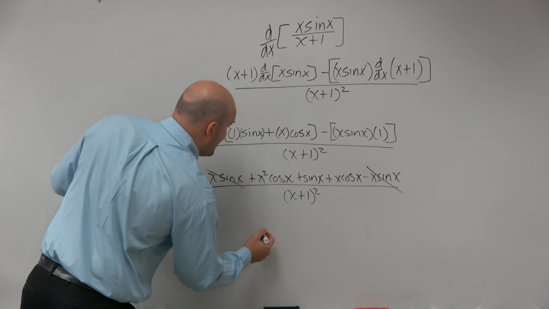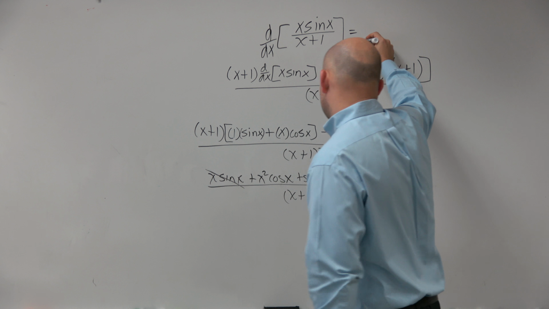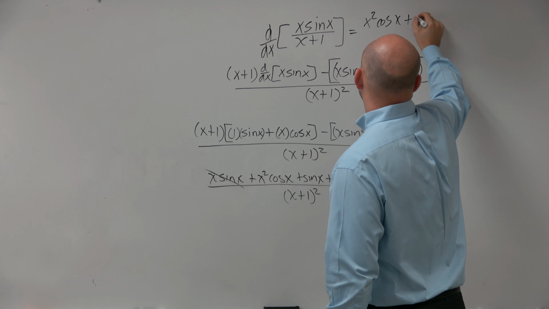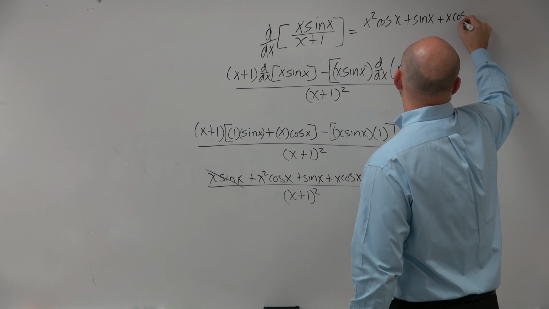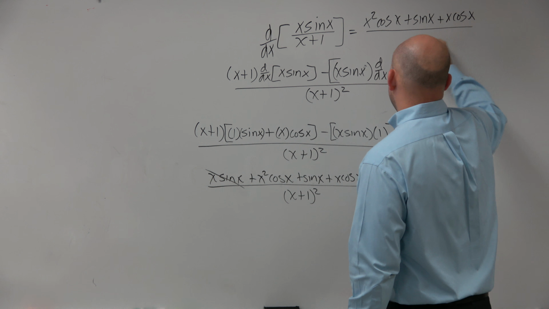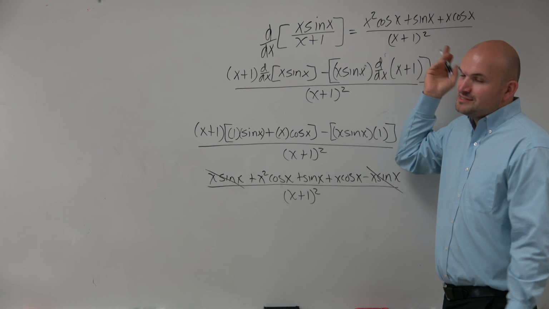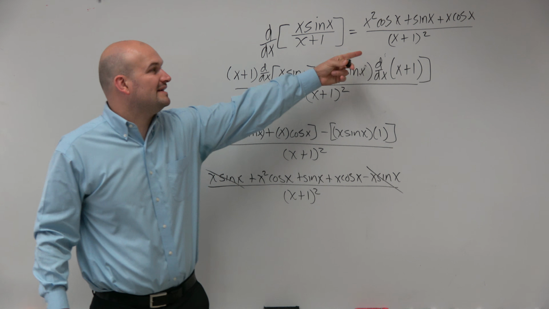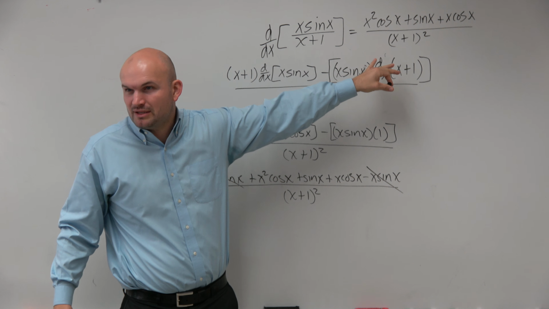So therefore, my final result is going to be, let's do it up here, x squared cosine of x plus sine of x plus x cosine of x all over x plus 1 squared. And again, I'm not going to expand this out because I don't see any real benefit of expanding that out. It's not going to help simplify the problem any further. So we're just going to leave it like that.